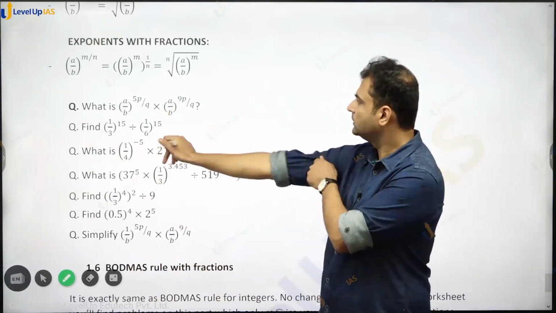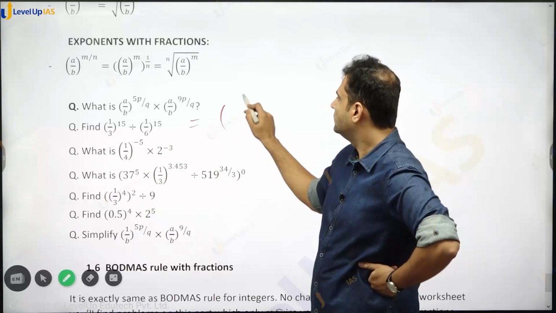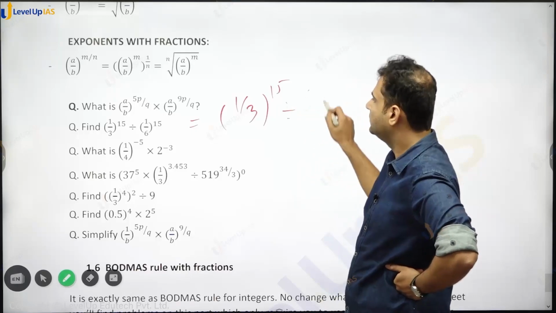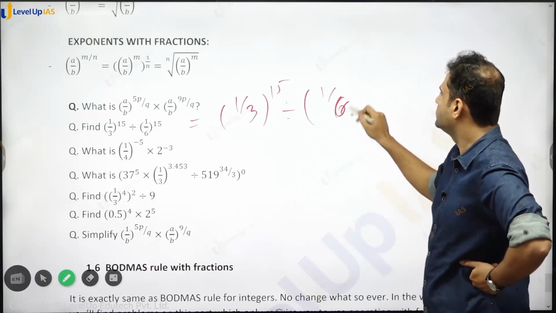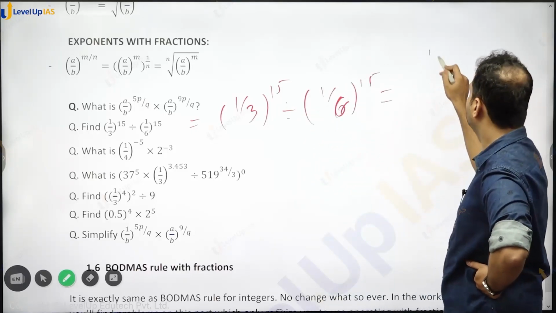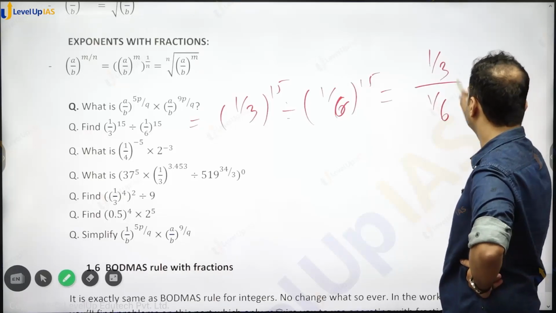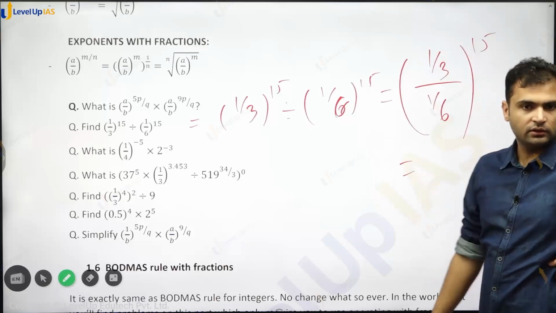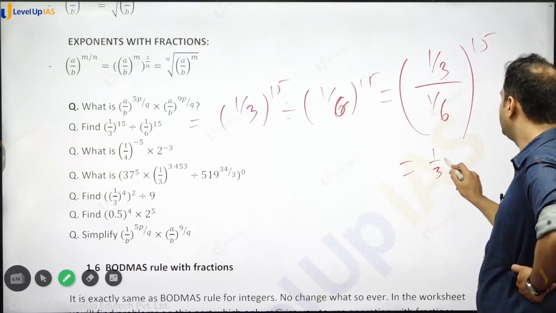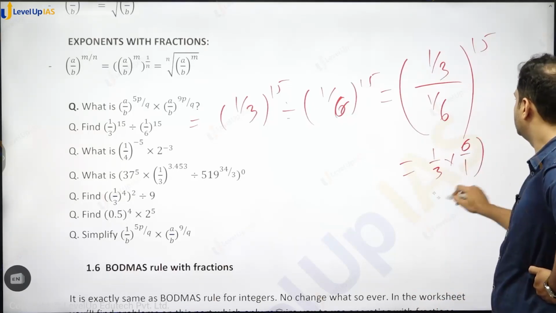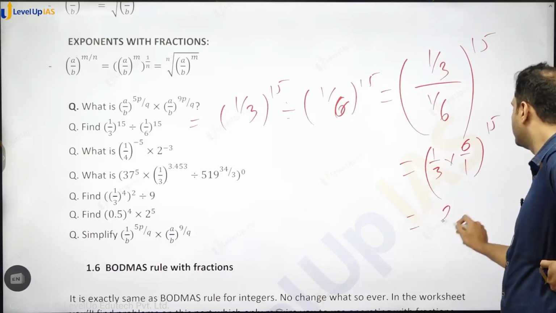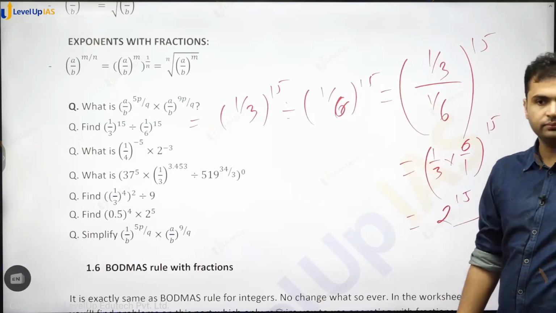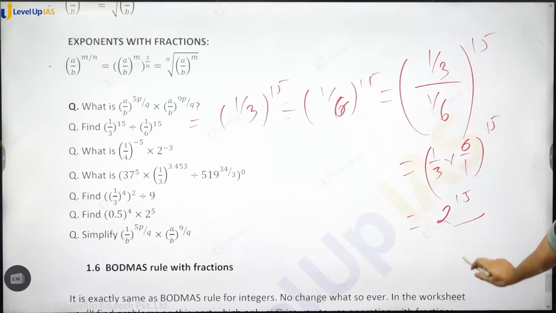Second, this is 1 by 3 raised to 15 divided by 1 by 6 raised to 15, which is equal to 1 by 3 divided by 1 by 6, raised to 15, which is 1 by 3 into 6 by 1, raised to 15, equal to 2 raised to 15. Okay, this is what you got, right?